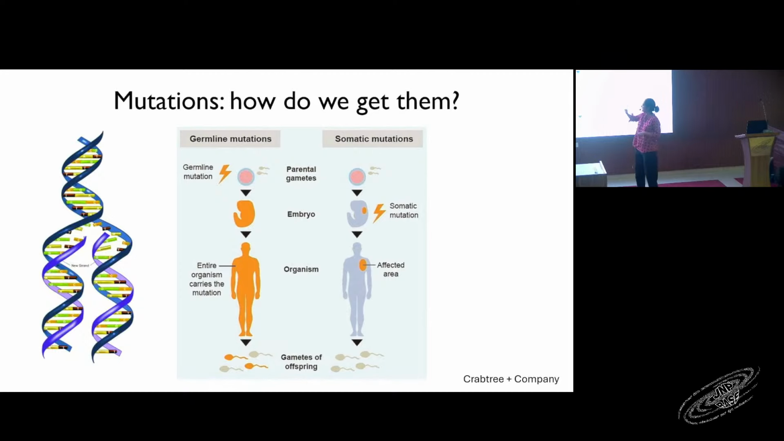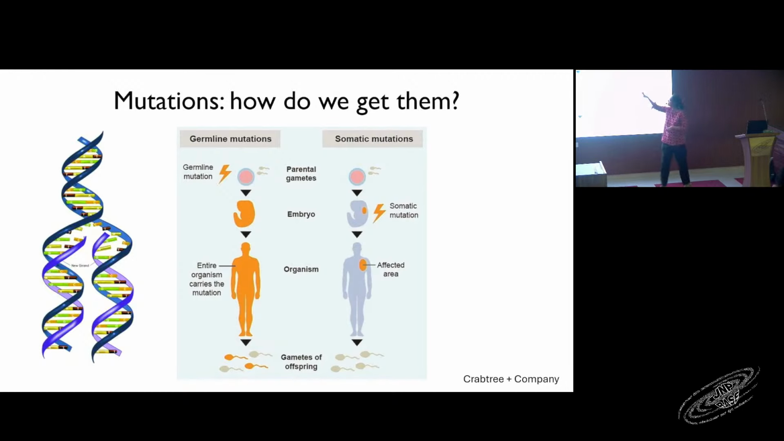There's germline mutations, these are mutations that happen only in the sperm or the egg. If a mutation happens in the sperm or the egg, then that mutation gets passed on to the embryo, and then gets passed on to the next generation of the family of the organism, right? So that's why it's called germline, because it happens in the germ cells.